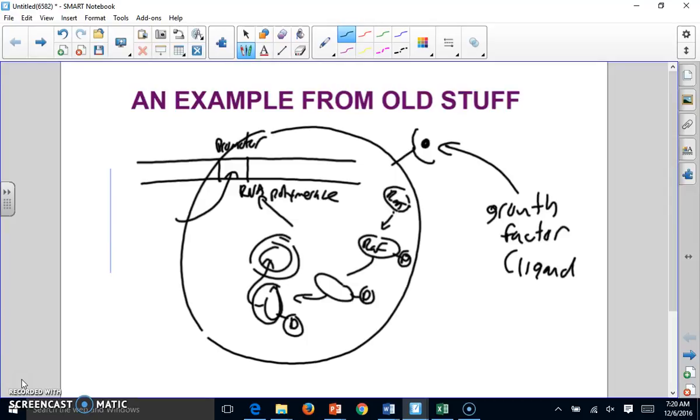So that idea of how the cell responds using a transcription factor is now a little bit more obvious. All right, do the guided questions, and I'll see you guys tomorrow, Thursday, at school.